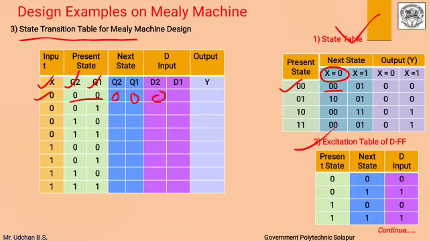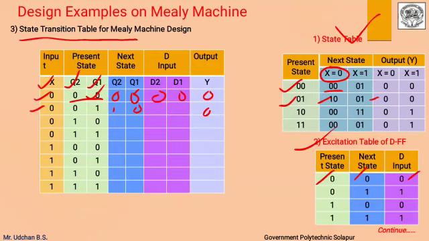After that, for D1, I have to observe the present state of Q1 and next state of Q1. Present state is 0, next state is also 0. So for 0 0, T input is again 0 and the respective output is 0. Similarly, I will write for the next state. Again here the value of X is 0, present state is 0 1, then next state is 1 0. So I will write 1 0 over here. After that, the output value is 0. I will write over here for X is equal to 0.